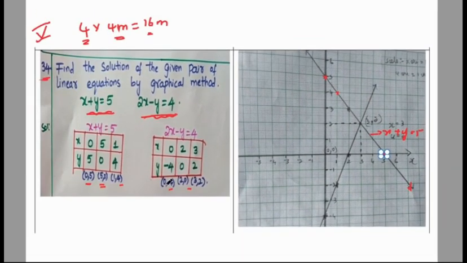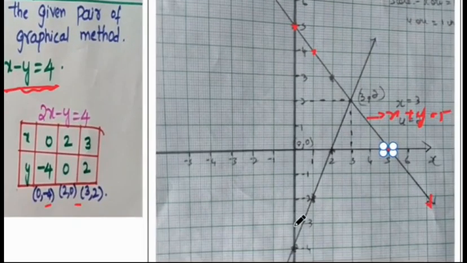We'll draw the points for the second equation: (0, -4), (2, 0) and (3, 2). So we have to draw a straight line touching these 3 points, and these two straight lines are meeting at this point, and the point is (3, 2). So x value is 3, y value is 2.